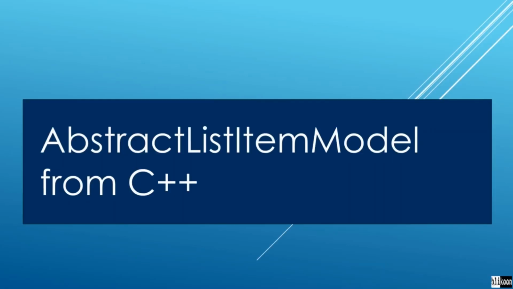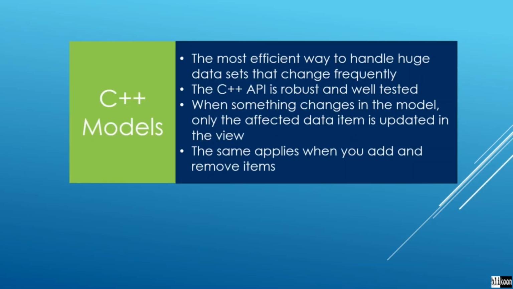In this lecture, we're going to see how to work with proper C++ models and expose your data to Qt Quick. We are going to base our work on the abstract class called QAbstractListModel. A few words about this. This is the most recommended way to expose your models from C++ to Qt Quick.